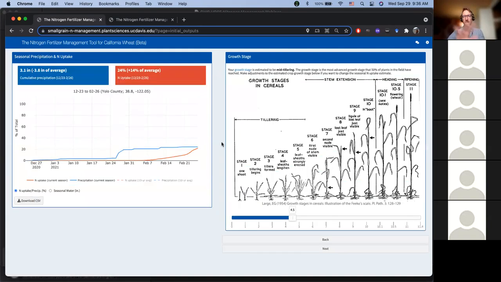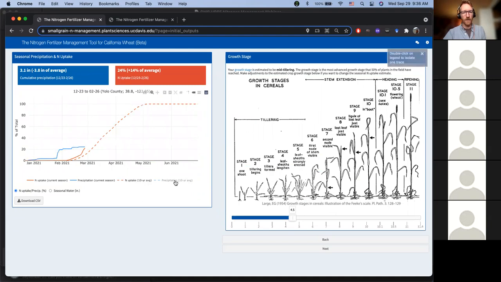And it'll estimate this growth stage. There are a few things that are very useful here to look at. Here's the drought we were talking about. We have this long period. The dark blue line is our actual rainfall for this year. The solid red line is the nitrogen uptake curve, so how much nitrogen is taken up over the course of the season, and how far in we are.